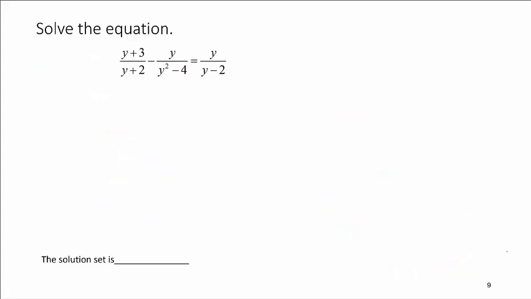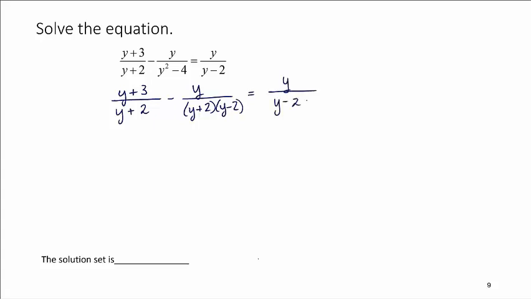One last example. We have (y + 3) over (y + 2) minus y over (y squared minus 4) equal to y over (y minus 2). All right, so the first thing I want to do is make sure everything is fully factored in the denominator. So y squared minus 4 is the difference of squares, right? So it's (y + 2) times (y - 2), equal to y over (y minus 2).